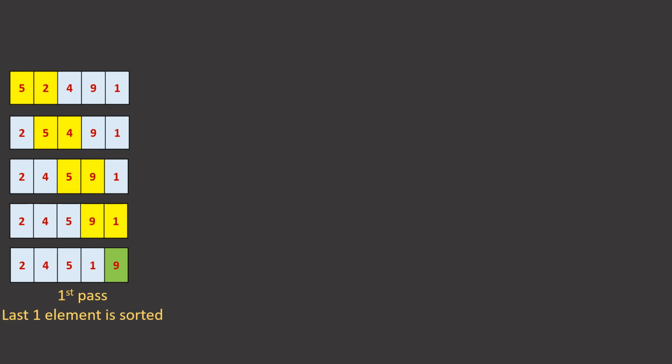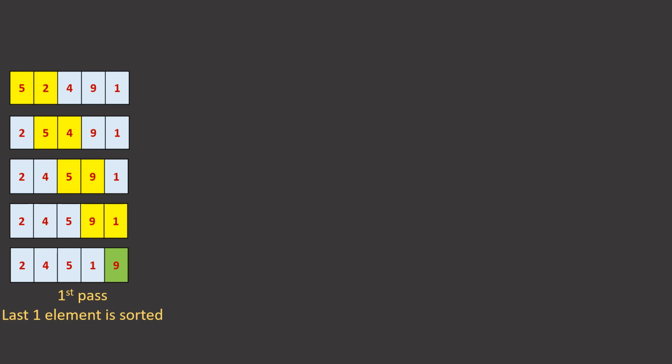Now we'll compare the second one with the third one. That means 5 and 4 are compared. Since 4 is the smaller one, it has to come to the beginning and 5 has to go back. Now your list becomes 2, 4, 5, 9, 1. Now 5 and 9 are compared with each other, and as you can see they are already in proper order. That means 5, the smaller one, is in the beginning and 9 is next to it. So no need to swap. In the next iteration 9 will be compared with 1 and they will be swapped. So we have reached the end of the list, and your list now becomes 2, 4, 5, 1, 9.